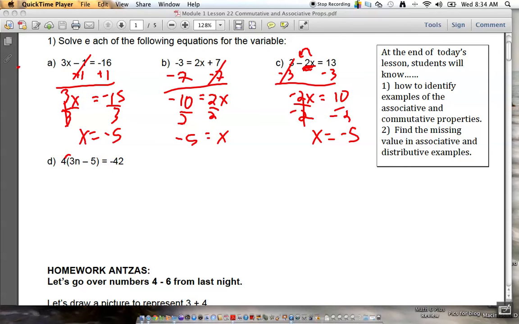Now we're going to distribute here. As soon as I see the number outside the parenthesis, I distribute. In the English language, what does the word distribute mean? Give out. So I'm going to give out the 4 to everything in the package. Sometimes there's more than 2 things in the package. I give it to everything in the package. 12n minus 20 equals -42. Add 20 to both sides.